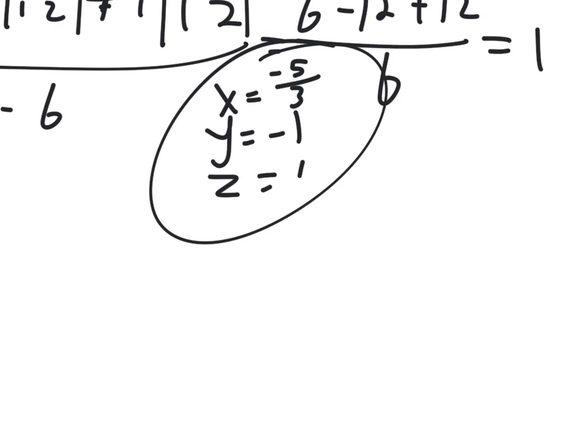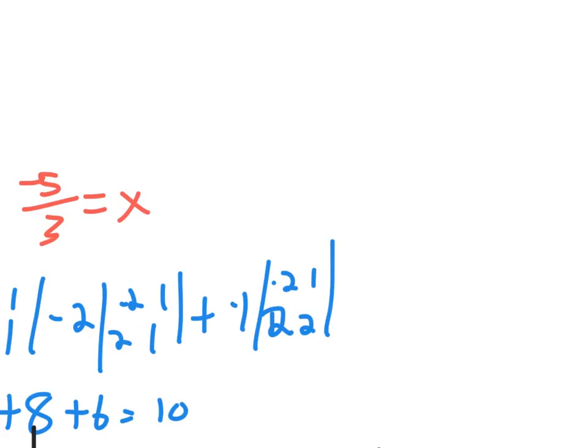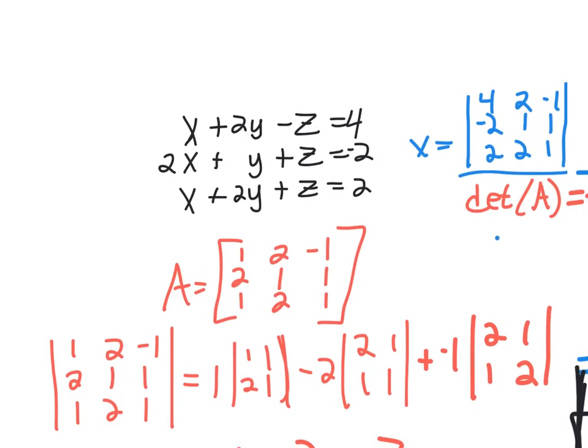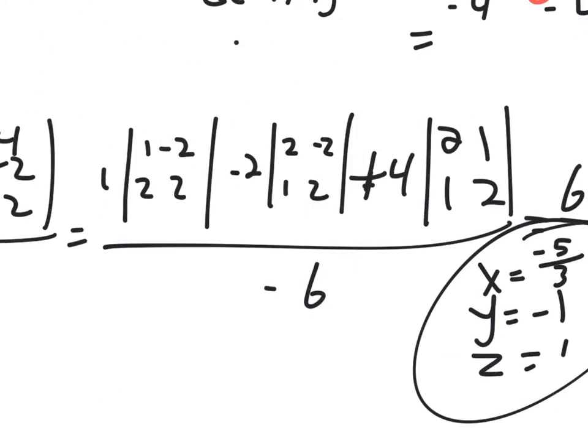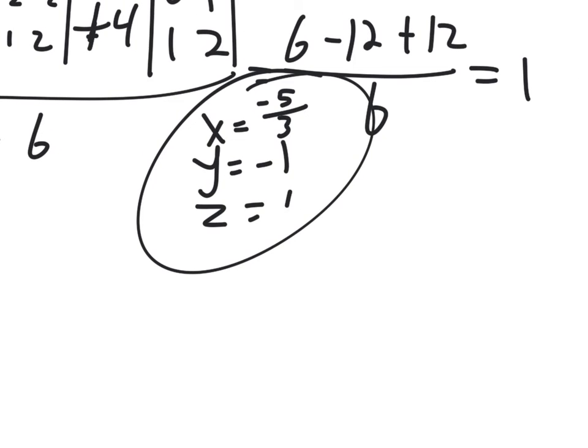You punch those into the original system, and you should get a true statement for each equation. Okay? So there, when you have fractions, Cramer's rule is the way to go.